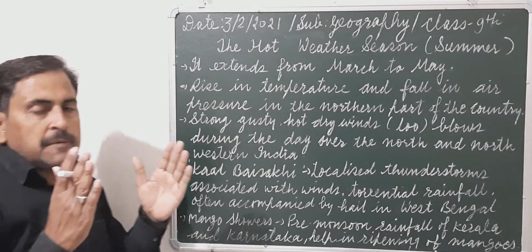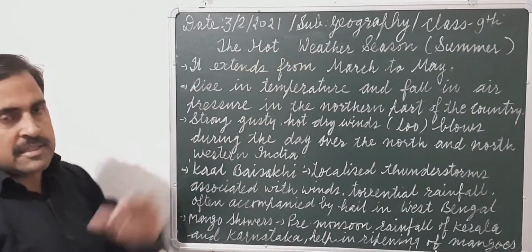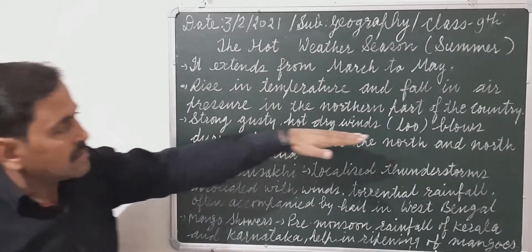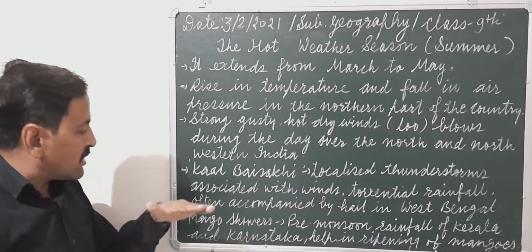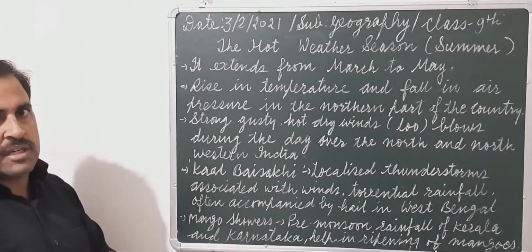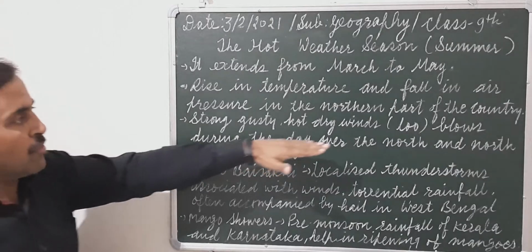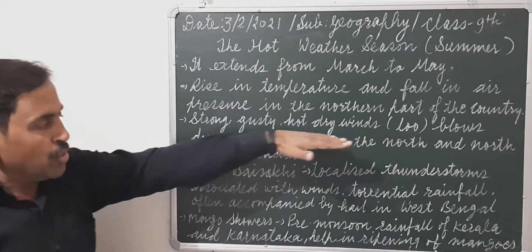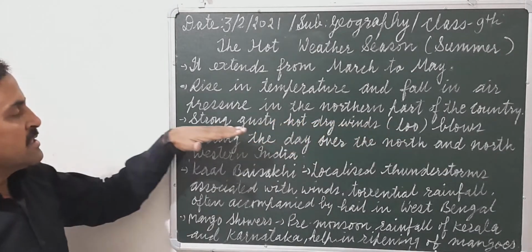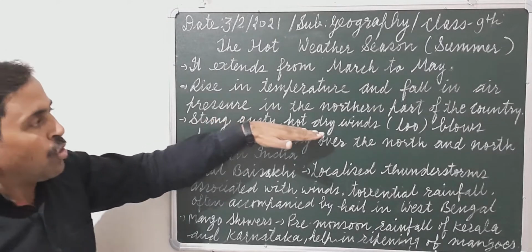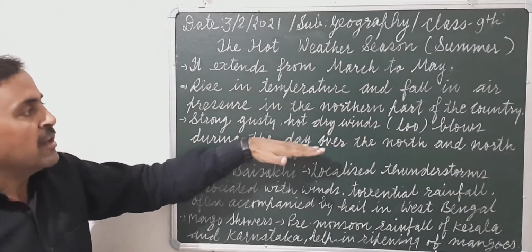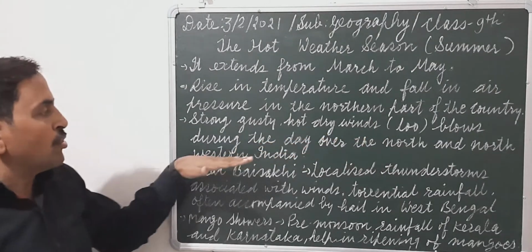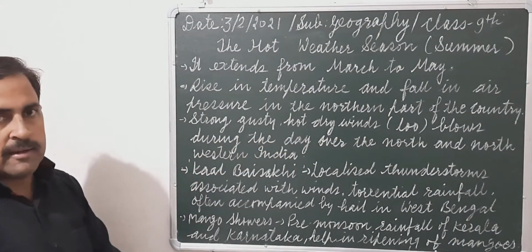Then there are three important features of this season. First is the Lu, second is Kal Baisakhi, and third is the mango showers. First, what is Lu? Lu is the name given to the strong, gusty, hot, dry winds which blow during the day over north and northwestern India.